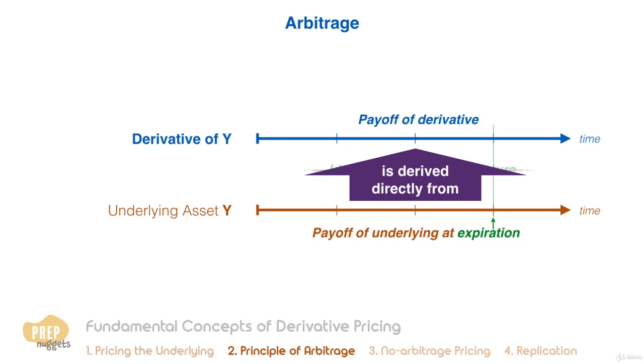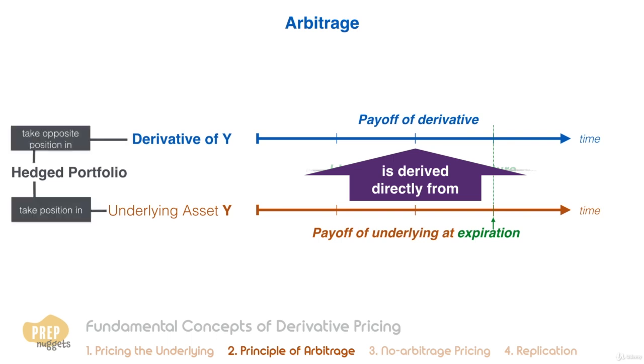This property of derivatives allows investors to construct hedged portfolios. A hedged portfolio can be constructed by taking a position in the underlying and taking the opposite position in the derivative at the same time. This creates a portfolio with no uncertainty about its value at some future date. To understand the concept of hedged portfolios, let's go through an example.